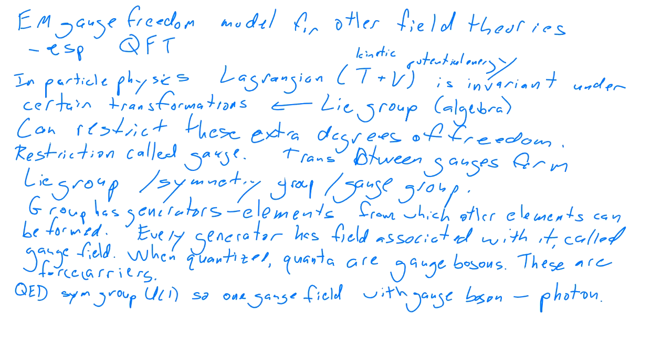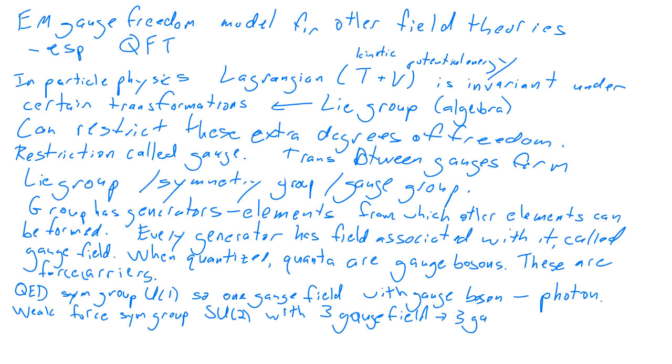Right? The weak force. The symmetry group is the special unitary group, SU2. So that has three gauge fields, so three gauge bosons. And the force carriers are the W plus particle, the W minus particle, and the Z zero particle, right? You look at your particle physics chart of different particles. These are the force carriers for the weak force.